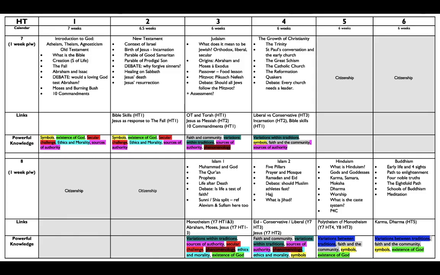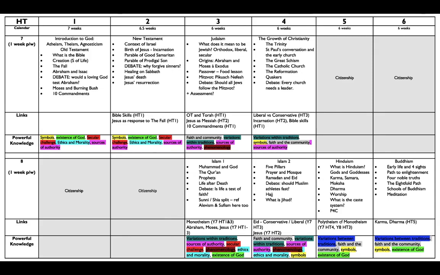As you can see, we have mapped our powerful knowledge using colour coding throughout the Year 7 and Year 8 of RS. I have not filled in too much detail into those boxes about what's going to happen in the lessons, because that comes in our scheme of learning.